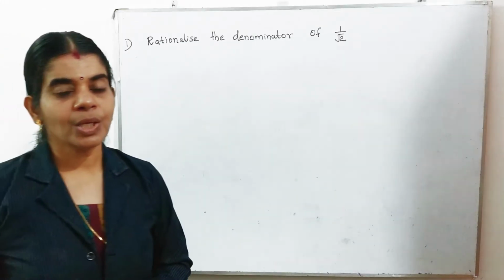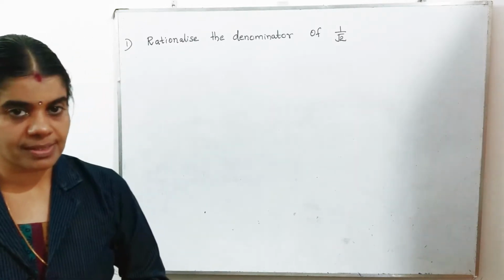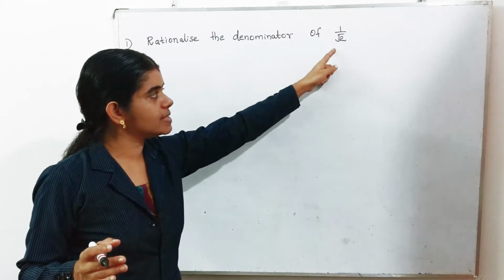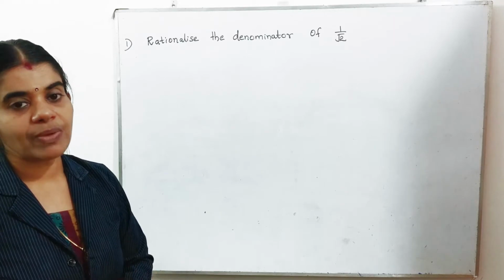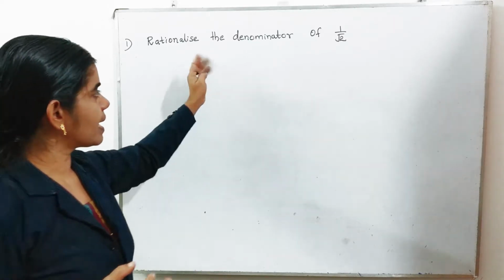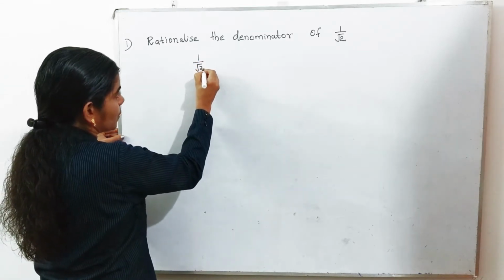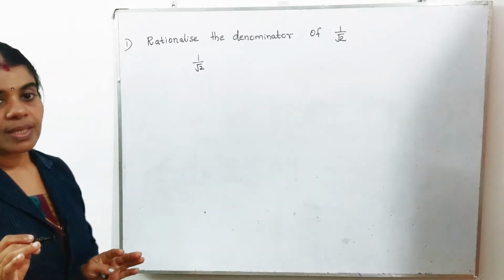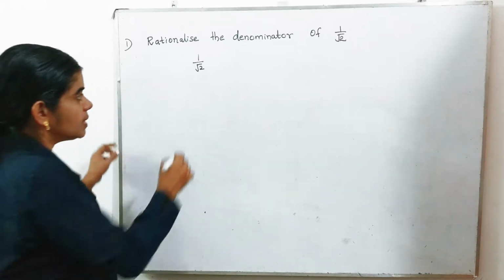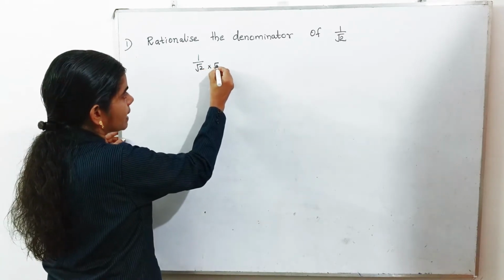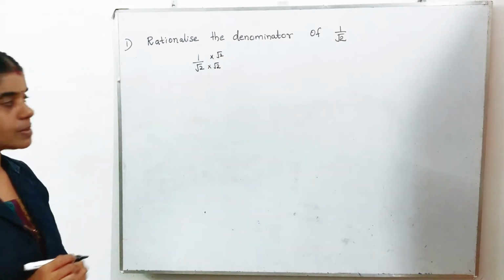Any idea? You already know that root x into root x will become x. So if you are multiplying this root 2 again by a root 2, that root 2 will be removed and it will make 2. Then that will be rationalized. Therefore, we are multiplying 1 by root 2, which is already given. If you are doing any work in the denominator, the same you want to do on the numerator also. Therefore, for removing this root 2, I am multiplying the denominator by root 2. Therefore, the same you want to do on the numerator also.